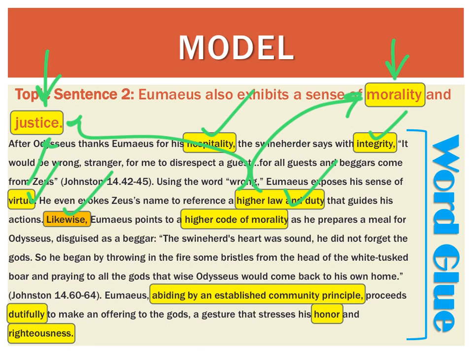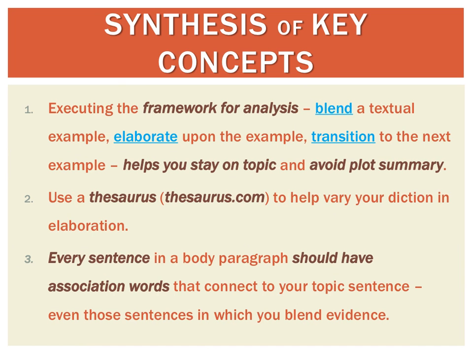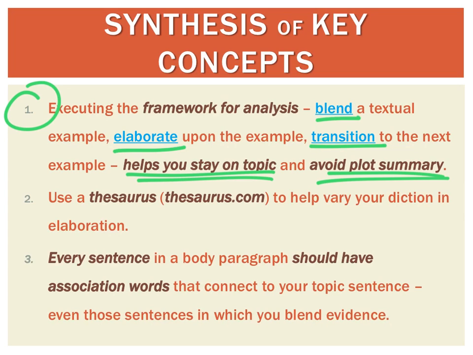So all that yellow language, this orange language, which is the transition, that's how the writer achieves a sense of connectedness between his sentences. So let me synthesize some of these key concepts that we have discussed. Firstly, executing the framework for analysis, this framework where you blend an example, you elaborate on an example, and then you transition, and we're repeating this framework throughout our body paragraph. Keep in mind, this really just helps you stay on topic. It really helps you avoid plot summary, so that's why it's very important to stick to it consistently.